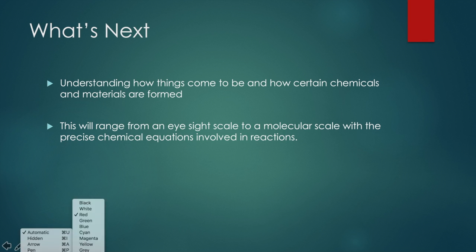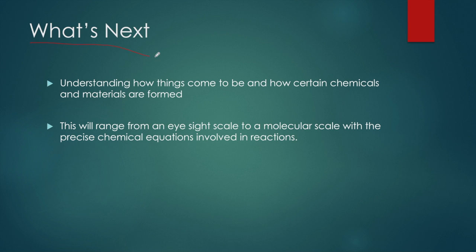So what's next for this section and for chemistry? We're basically understanding how things come to be and how certain chemicals and materials are formed. So, basically, the composition of the world and how certain things come to be, atoms and such, and all that. So that's basically what we're going to be covering. This will range from an eyesight scale, so whether we have something big like the wood being burnt, or we have atoms and smaller things that we really can't see because they're on a molecular scale.